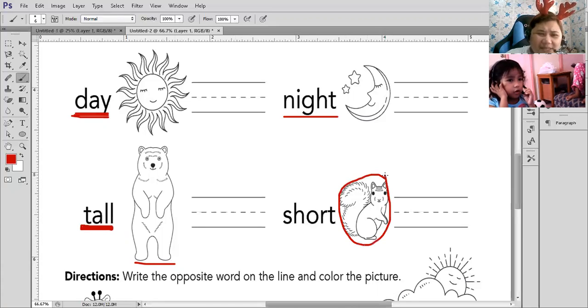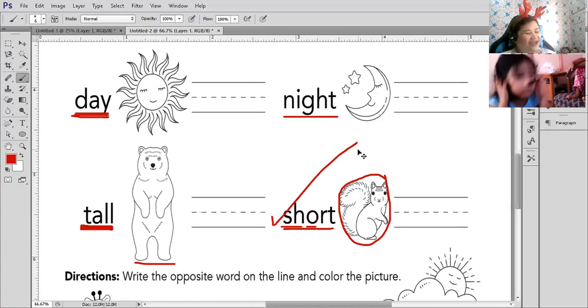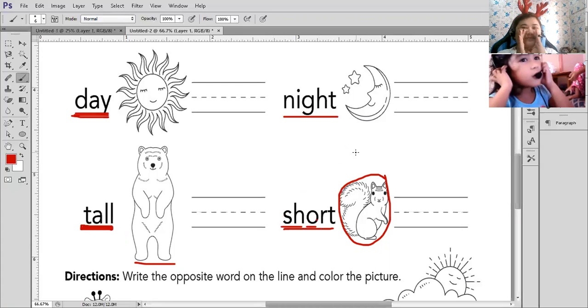What is this? Standing tall bear. What's this? Squirrel. Can you describe the squirrel? Yeah, do you remember the digraph SH? What is the sound of the SH? Short. Wow, very good. Say it again, short. Louder. Short. Very good.